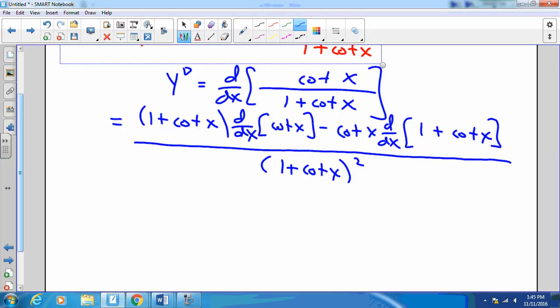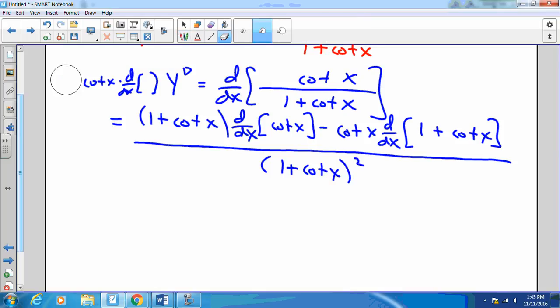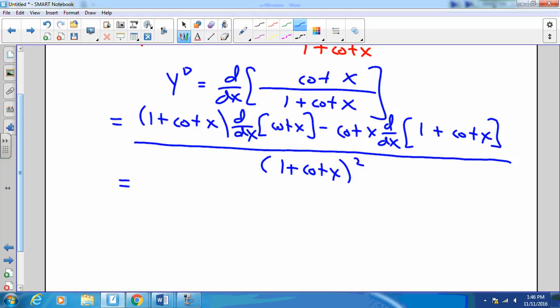I had some students in the other class who forgot their parentheses. You do not want to neglect your parentheses because this expression right here, 1 plus cotan x times the derivative of cotan, has a different meaning than this expression right here. This would mean cotan x times the derivative of cotan x plus 1 because of order of operations. The multiplication happens first. With the parentheses, it means something completely different. Cotan x plus 1 times the derivative of. So just be careful about your parentheses, that you are saying what you want to say.